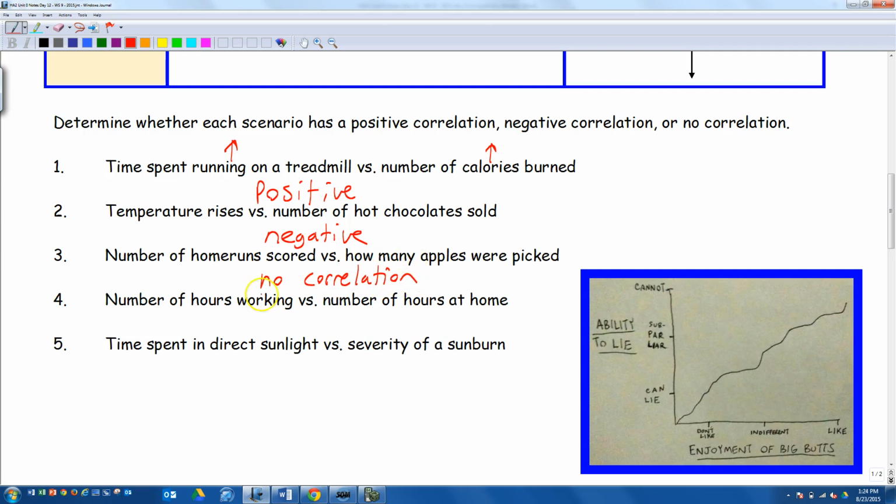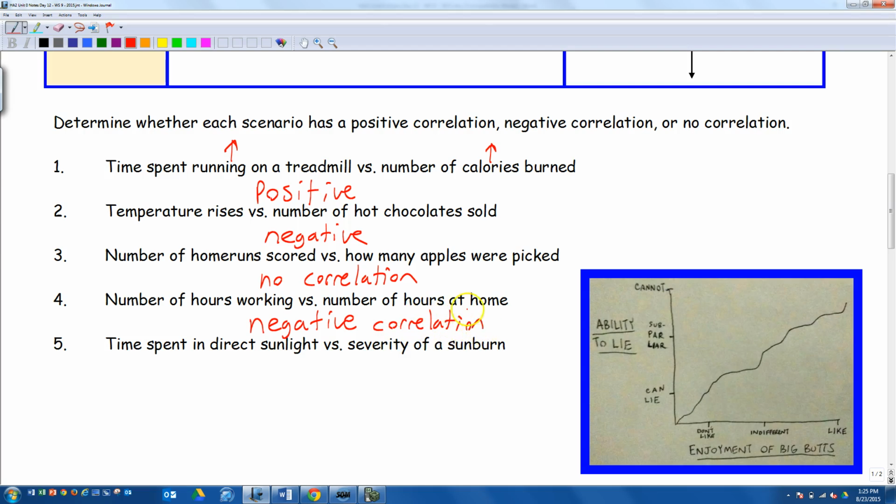Okay, since there's 24 hours in a day and you're either at work or home generally, if the number of hours working goes up, the number of hours at home should go down because you're at work more. So this would also be another negative correlation. They're in different directions.